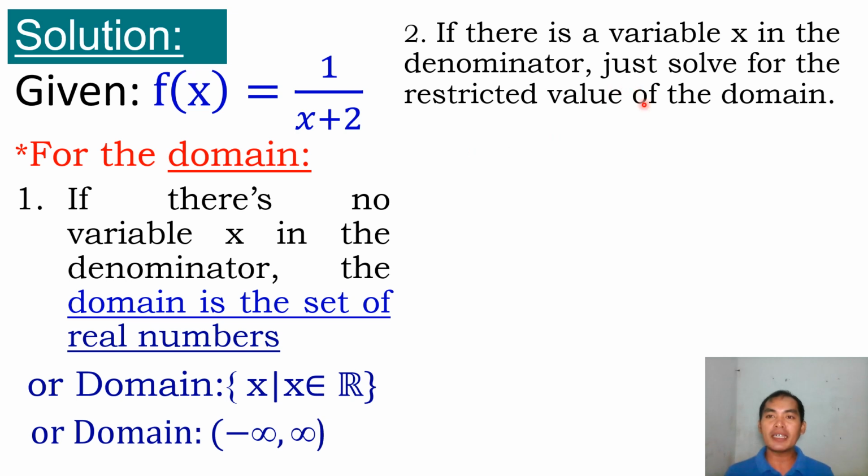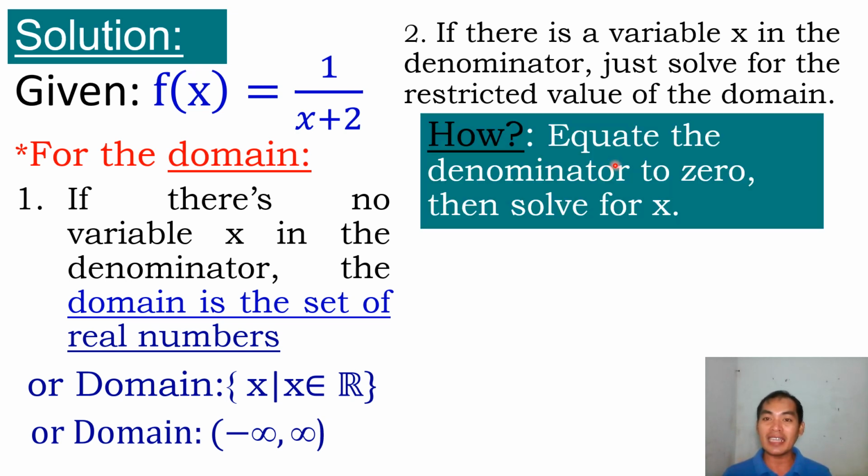If there is a variable x in the denominator, just solve for the restricted value of the domain. So in this case, the given has an x in the denominator. Kukunin lang natin itong denominator na x plus 2 at lalagyan natin ng equal 0. And that became restricted value. Whatever the value of x, that's the element which is not included in the domain. That is why instead of writing equal, we use not equal.